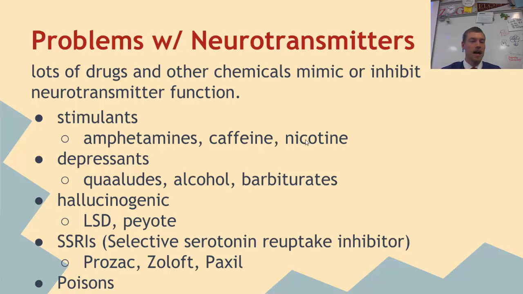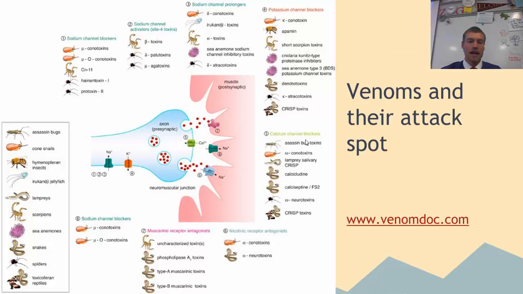You've also got SSRIs. These are selective serotonin reuptake inhibitors, such as Prozac, Zoloft, and Paxil. And then you've got poisons. And if you want to learn more about poisons and kind of how they affect you, you can go to this cool website, venomdoc.com, and you can see all the different places that these different venoms, whether it's from scorpions or from jellyfish or from snakes, spiders, whatever, how they actually affect your neurotransmitters and how they work.